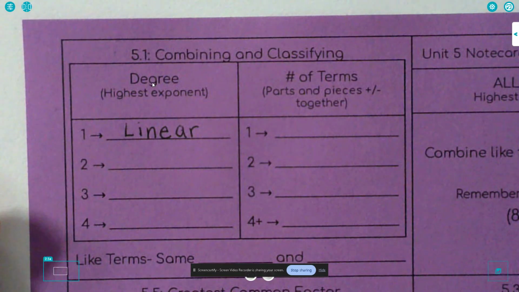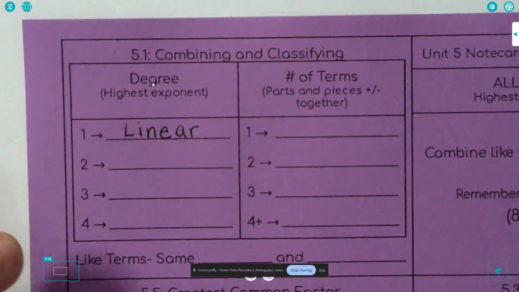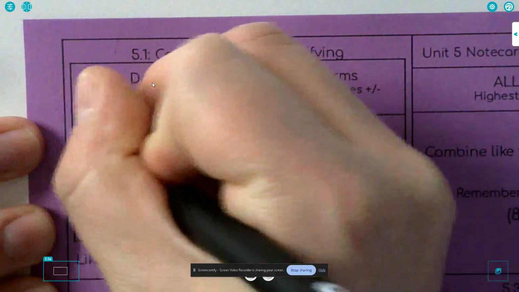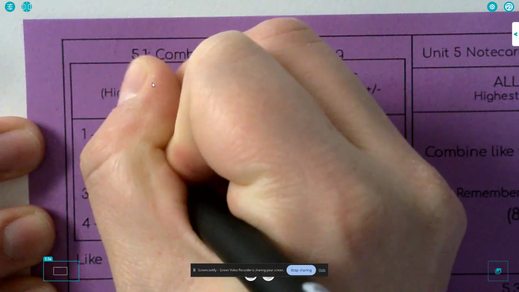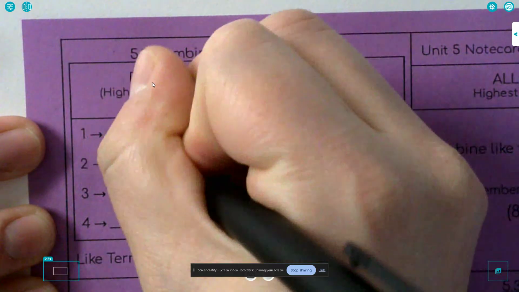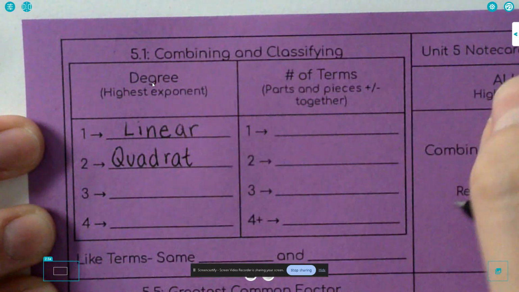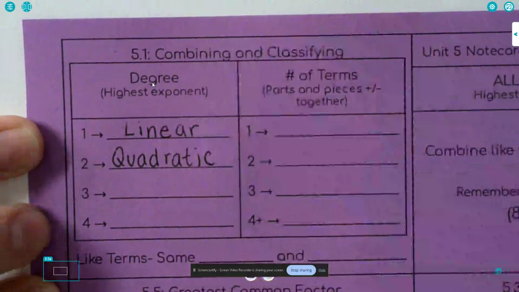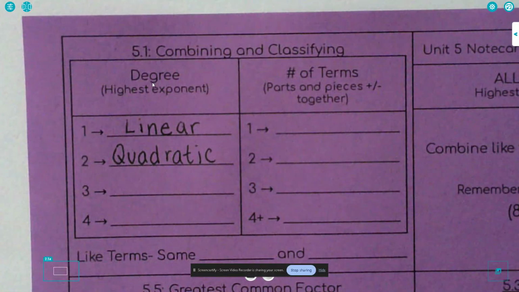Degree of 2 is a quadratic, Q-U-A-D, quad, rat, R-A-T. I-C. Ick. Quadratic. Write neatly enough that you can read your own handwriting on your test.